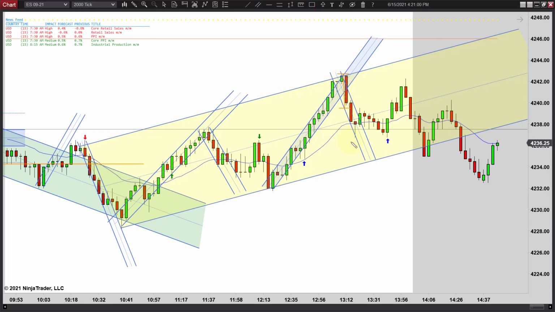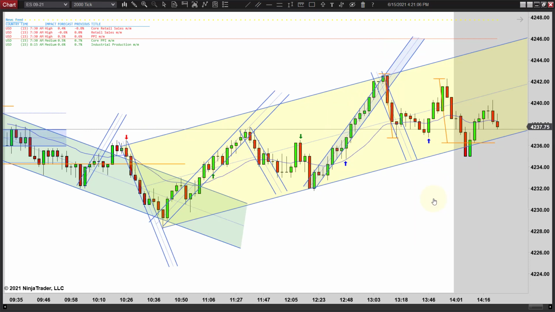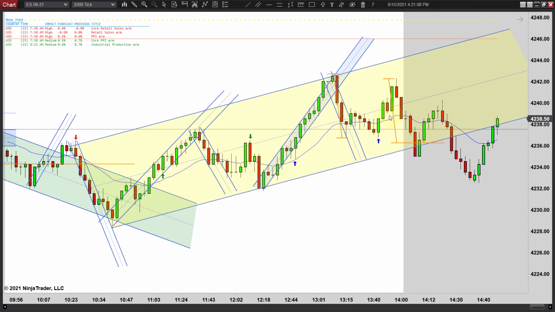Come to find out, that's just a 2-legged correction between the 2 legs. I didn't measure them, but let's just see how close they are. Leg 1, leg 2. So it went a little further. And that's technically a little 2-legged correction right there with a hidden second entry in there before we moved down and made 2 more legs down.